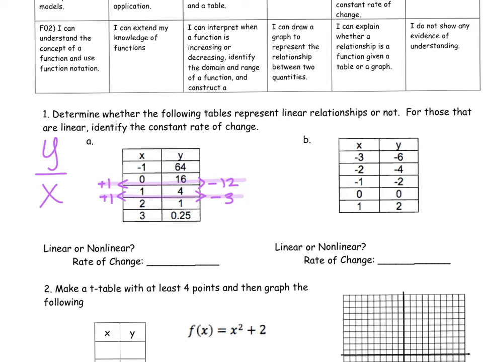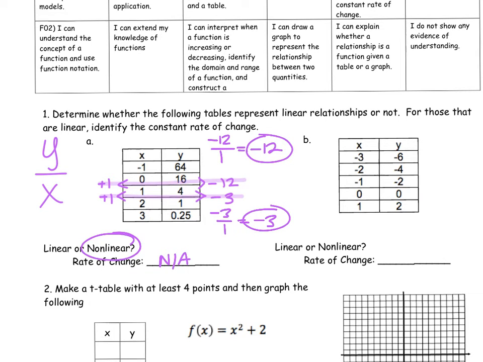It's y over x, y over x. So negative 12 over 1 is negative 12. And negative 3 over 1 is negative 3. These are different numbers, and because of that, this is nonlinear. When it's nonlinear, remember, we don't have a rate of change.